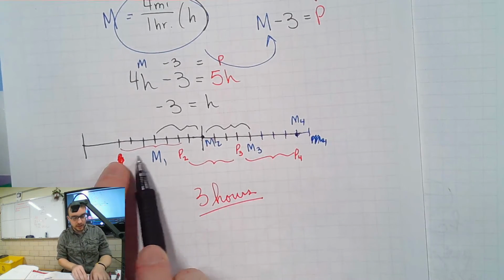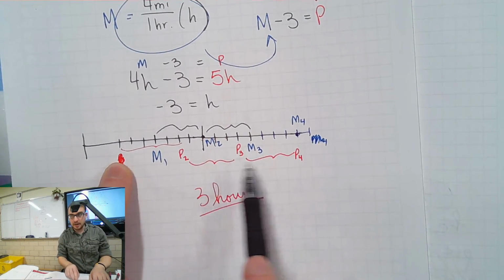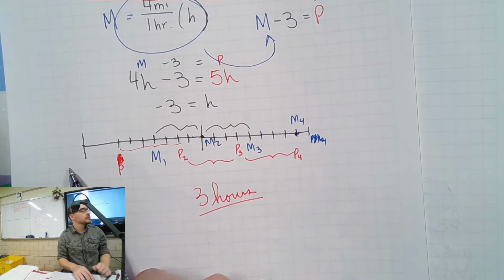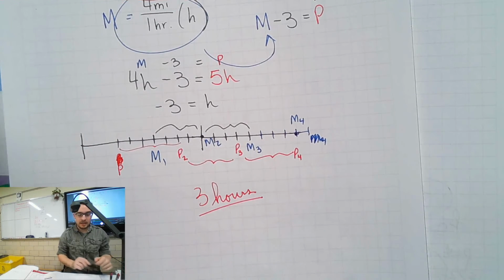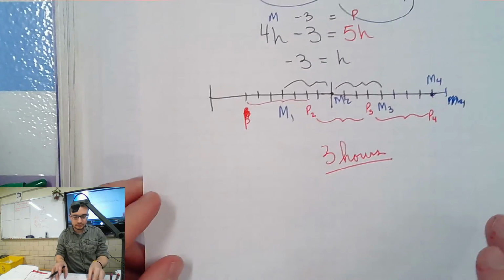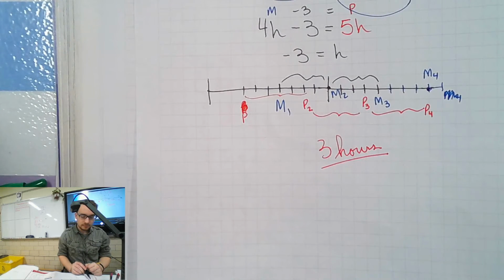Well, moving this way is increasing by 3 hours, right? If we went to the left 3 of those times, would they match up? They would. You're not wrong, but I don't think you know what it means yet. So I can't say yes.